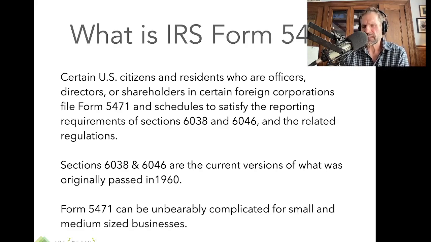We have to put this in context, and then we'll figure out why it's the way that it is. Once we understand what was going on at the time, it starts to make sense. The fact is, Form 5471 can be unbearably complicated for small and medium-sized businesses because the form was really originally designed for large multinational corporations.